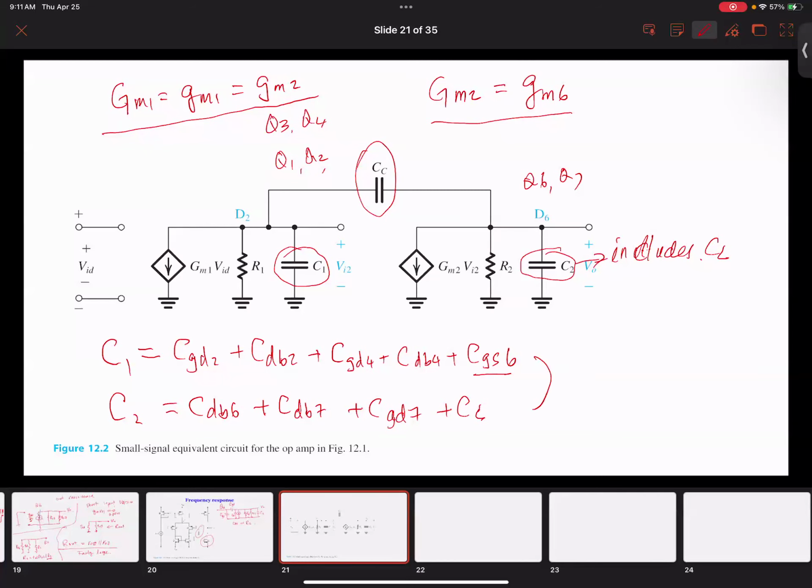So we have two resistors, and we have these two capacitors identified. This circuit becomes very simple because we have one node here and another node here. So we can do a simple node analysis. Initially we don't have to worry about this because it's not even connected to the circuit. The only relation is GM1 times VID here. And also we have VI2, which is connected to the second stage.